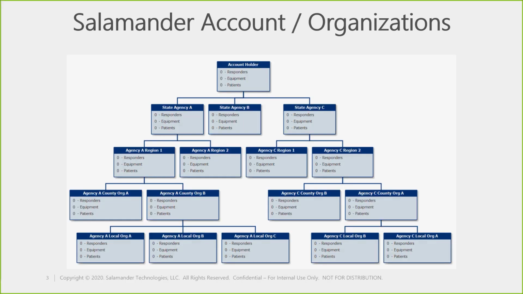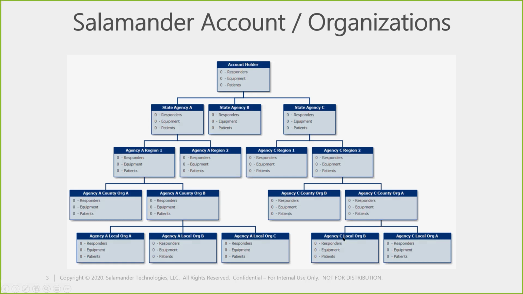All right, so when SalamanderLive is purchased, the purchasing organization is going to become the account holder. So you see at the top here, we've created this chart to give you a visual of how the security roles are going to work. The account holder is the highest level of the hierarchy. From there, you can have organizations and sub-organizations, which we also term child organizations. And those child organizations or sub-organizations can be created and added underneath, thus creating this tree, this hierarchy.